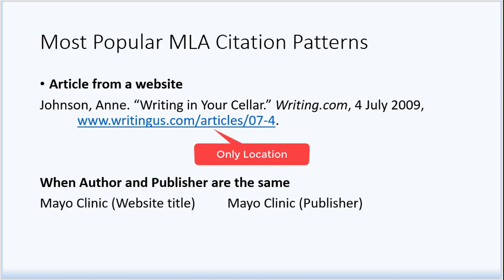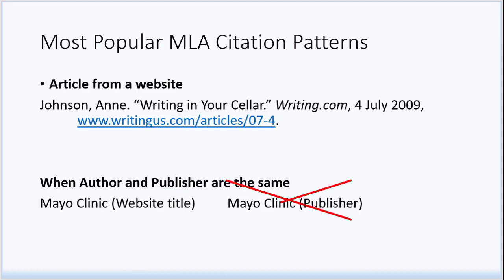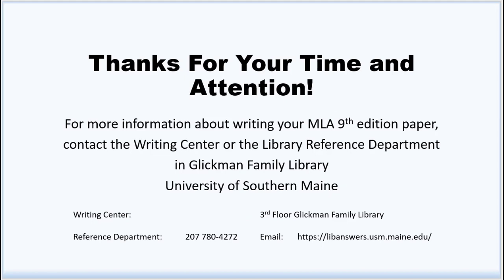There are no page numbers in the website, so the URL is the only location. When no author is present in a website citation, the title begins the entry. And if the publisher is not significantly different than the website name, it is skipped over as well. MLA Handbook 9th edition, page 165.